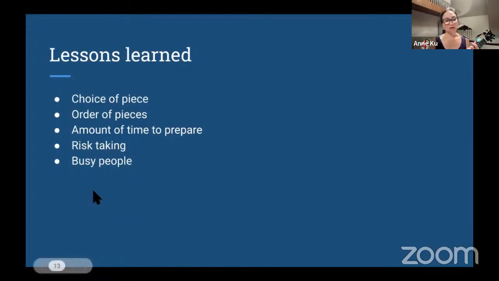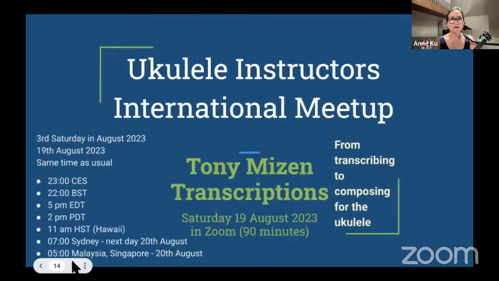Also risk-taking. It's so much easier to teach pieces that everybody knows because half of your job is done for you. And for students to take a course where they've never heard of the pieces before, never seen it before, they're not familiar with the composers. Most of the composers are based in the UK, whereas most of the students are based in the US. And these are busy people as well. They don't have time to practice every single day. So what can I do to make it possible?